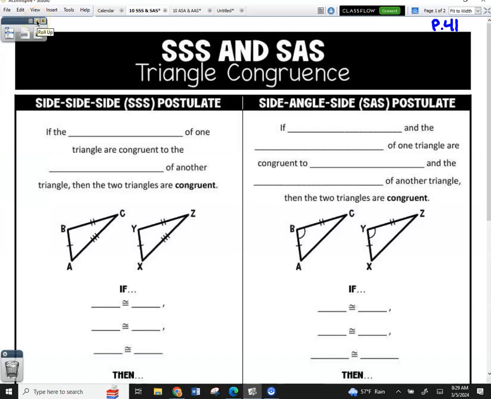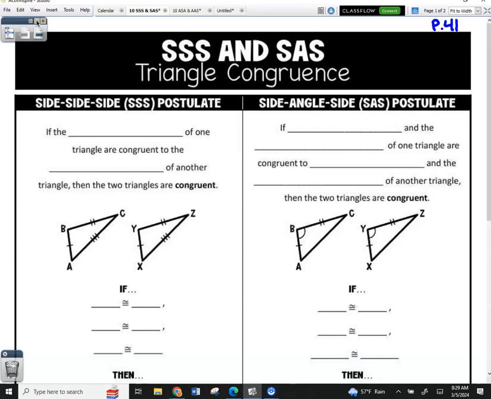SSS and SAS. The way the paper is designed, the top of the paper is going to show you the two shortcuts and spell it out for you, and then we start practicing, okay? So let's look at the top of the paper.